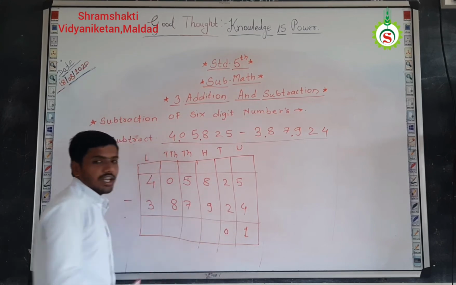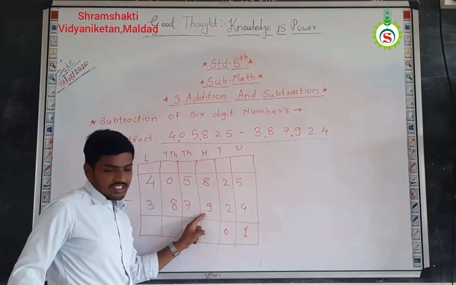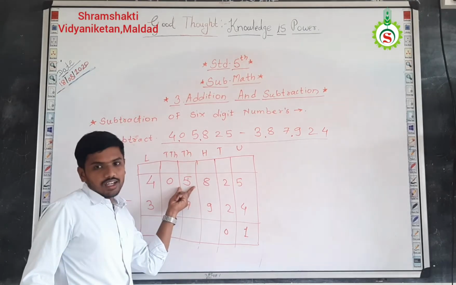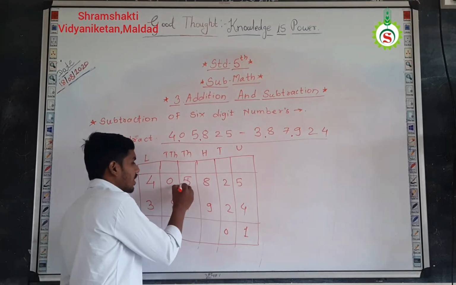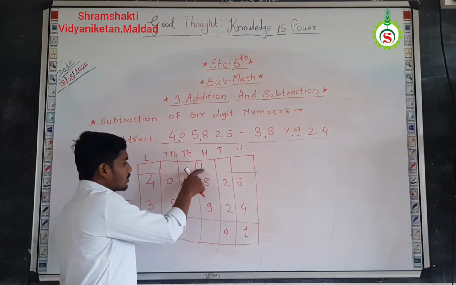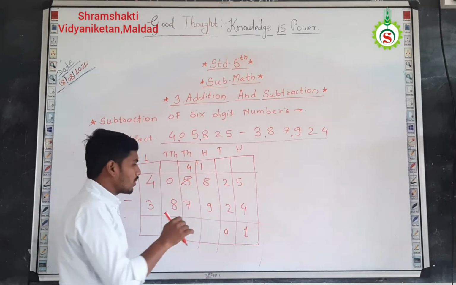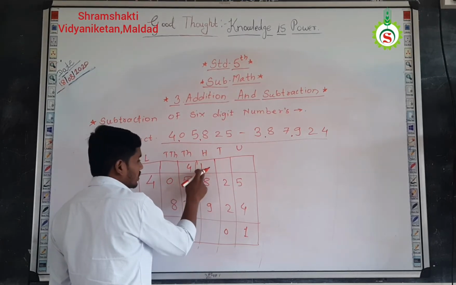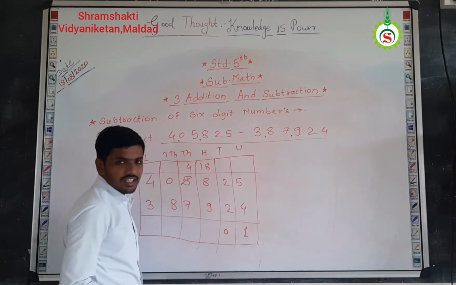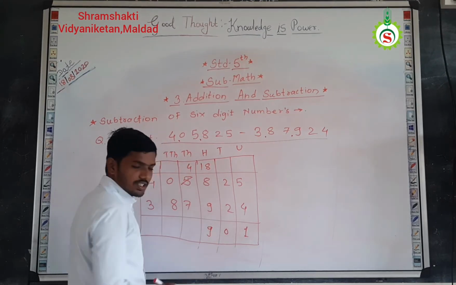Now 8 minus 9. Is it possible? No, because 8 is smaller and 9 is greater. That's why the 8 has to take one borrow from the next digit. The next digit is 5, so that 5 gives 1 as a borrow. If I give 1 as a borrow, how much remains in the 5? Only 4. And the 8 has taken 1 borrow, that's why that number becomes 18. So 18 minus 9, what will be the answer? 9 is the answer.